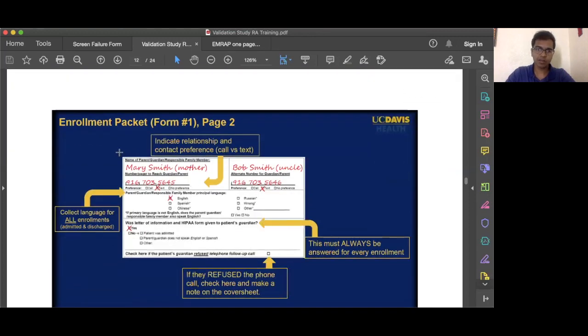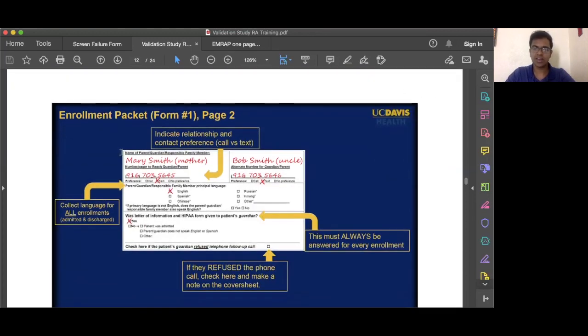And this is the bottom of page 1, or page 2 of Form 1. So it's going to ask the name of the parent or guardian, or anyone who you spoke with in terms of family member. You're going to list their name as well as their relationship in parentheses, and their number. So preference, call or text, is something that you would have asked them. You can also ask them for an alternative number for a guardian or parent. Same thing, phone number and preference.